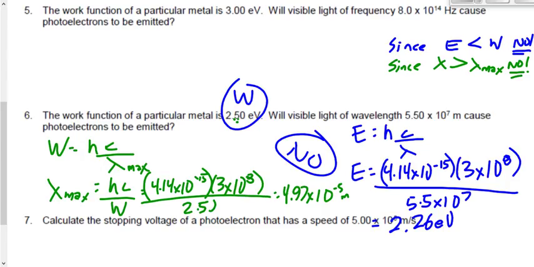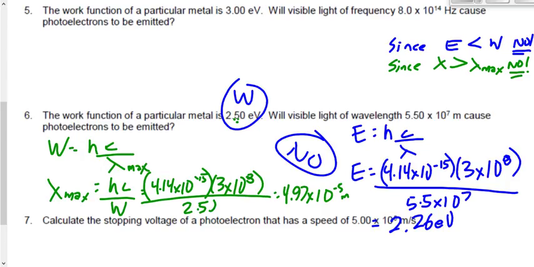How many people did it the blue way here? E equals hc over lambda and then compared the energies. Okay, how many people did it the green way and calculated the maximum wavelength and compared wavelengths together? Okay. I don't know which way I like better. I think I might like the blue way better. But that's just a preference thing. One's not better than the other, really.